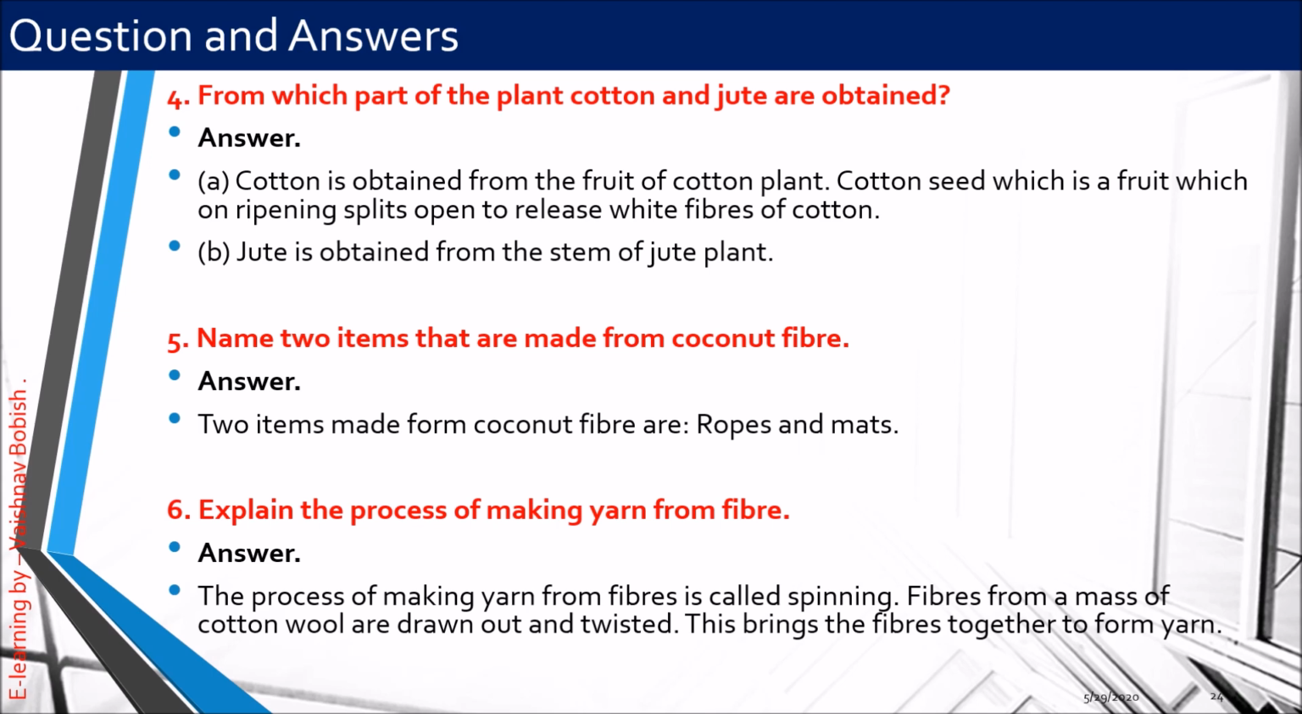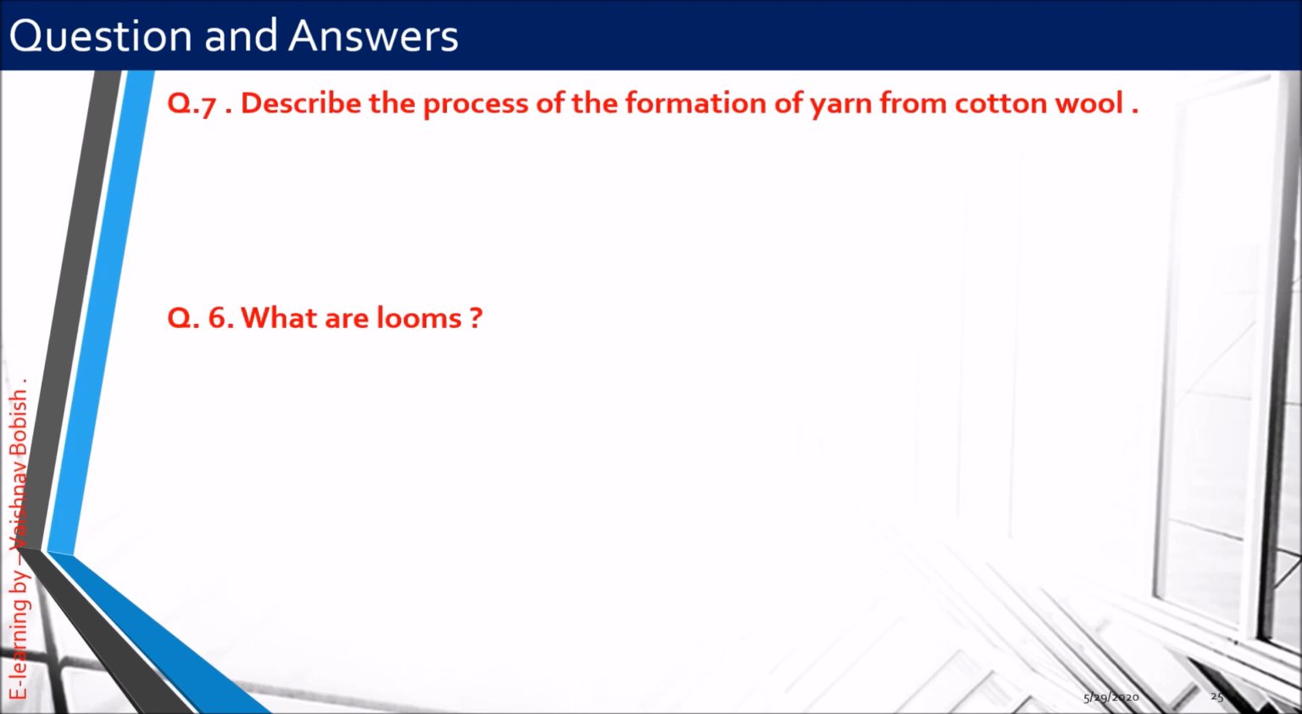Sixth one. Explain the process of making yarn from fiber. Answer. The process of making yarn from fiber is called spinning. Fibers from a mass of cotton or wool are drawn out and twisted. This brings the fibers together to form yarn. Describe the process of the formation of yarn from cotton wool.